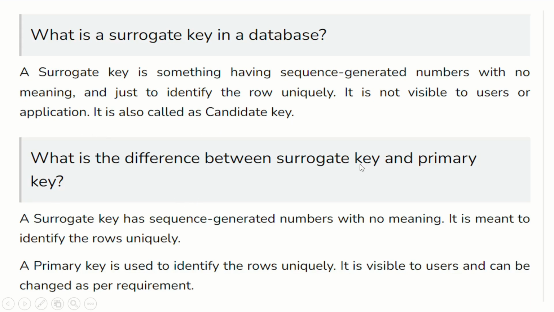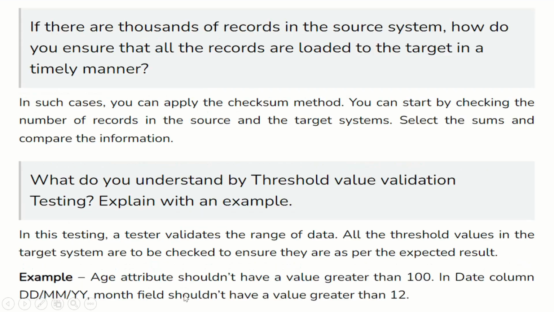What is the difference between surrogate key and primary key? A surrogate key has sequence generated numbers with no meaning. It is meant to identify rows uniquely. A primary key is used to identify the rows uniquely. It is visible to the user and can be changed as per the requirement.